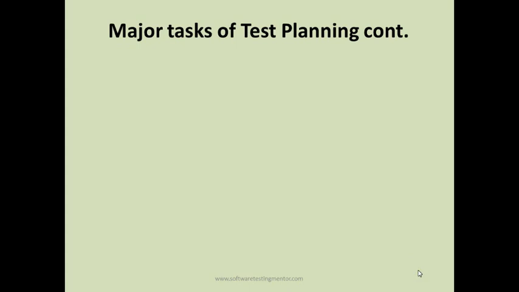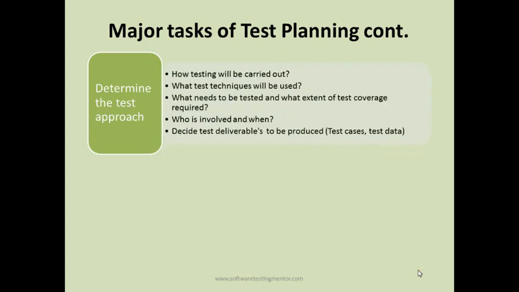Then what are the other tasks in test planning? Determine the test approach. So how will testing be carried out? What test techniques will be used? What needs to be tested and what extent of test coverage is required? Who is involved and when? Decide test deliverables to be produced. So the second step is to determine the test approach.